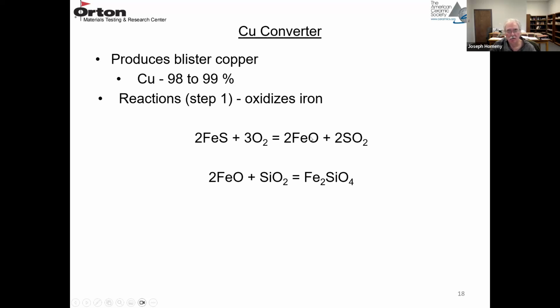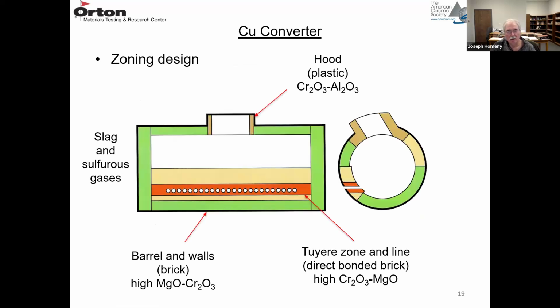FeO is collected in the slag. FeO plus SiO2 from the slag also forms this compound, Fe2SiO4, which ends up in the slag. And then eventually step two would be to add the carbon to reduce the copper oxide to metallic form.